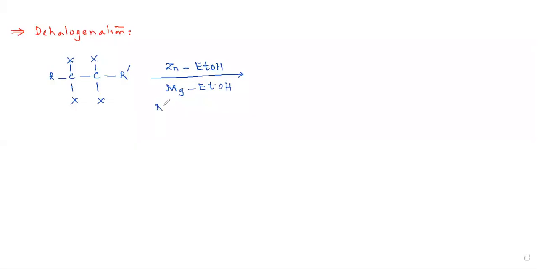magnesium ethanol, even sodium iodide in acetone, used even in the preparations of alkenes, or on heating with silver. Any of these is okay. Now, on dehalogenation, finally, we'll get this.